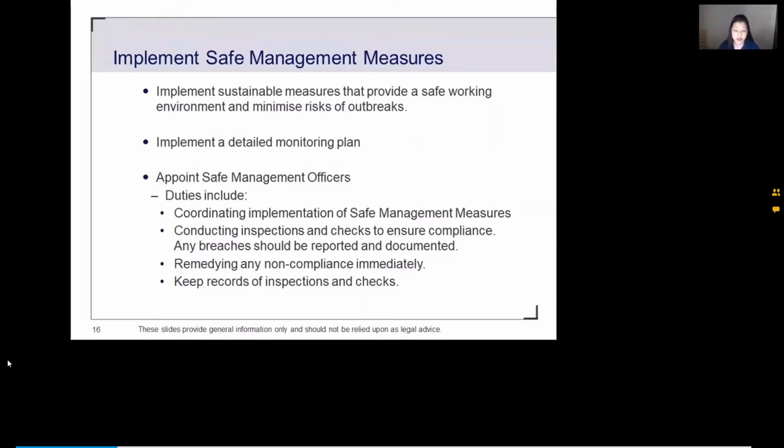Additionally, a detailed monitoring plan needs to be put in place so that the employer is able to ensure compliance with these safe management measures and to act promptly if there's any non-compliance. Employers should also appoint safe management officers who assist in the compliance with these measures. Amongst their duties, they would also need to keep records of inspections and checks, to see how any non-compliance has been addressed by the employer. If a government inspector requests to see these records, they need to be made readily available.